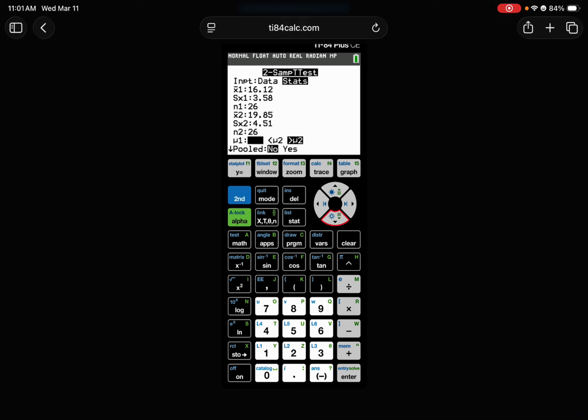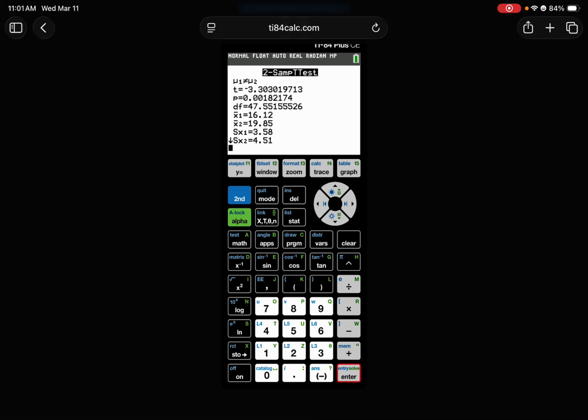We were doing a two-tailed test. We said not equal to in our alternative hypothesis, which means we want to choose that alternative hypothesis. So mu sub 1 is not equal to mu sub 2. Pooled, remember, we can just leave that on no. We don't ever really need to change that. And we can go down to calculate, and we have a test statistic of negative 3.303 if we round to 3 decimal places.